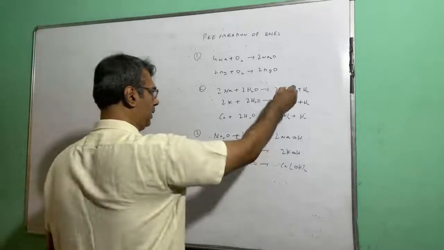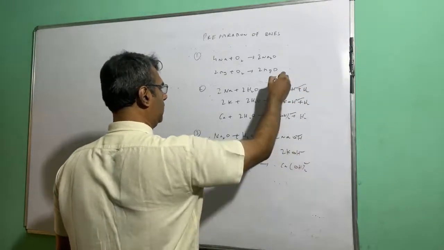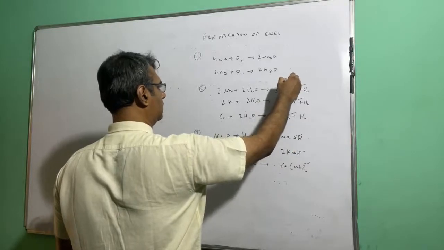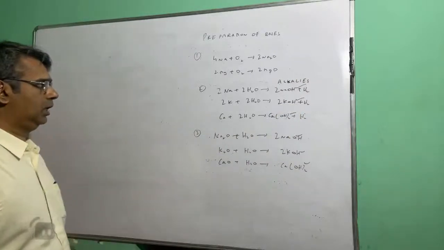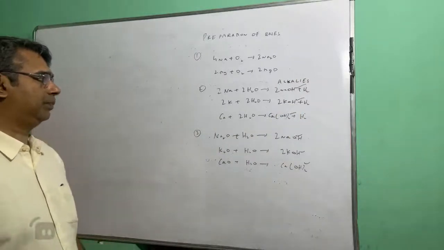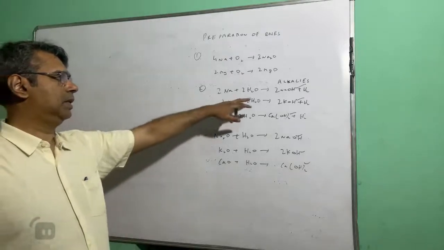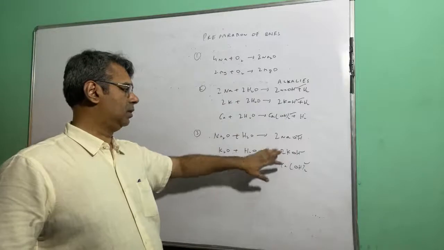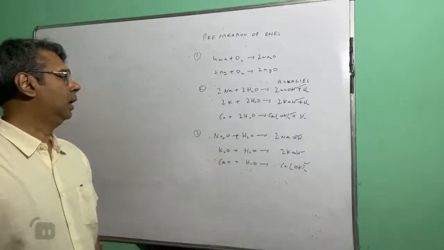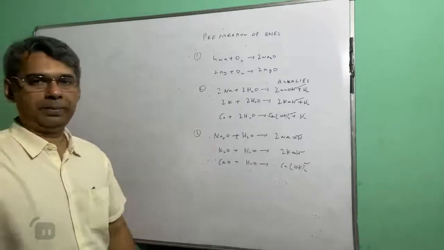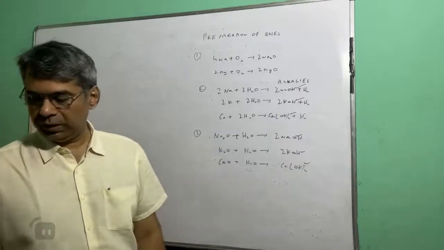Now these bases are also called alkalis. Any base which is soluble in water is called an alkali. So these bases NaOH, KOH, Ca(OH)2 are called alkalis, right? So preparation of bases will stop here for today. There are some more methods of preparation of bases, but we'll stop here for today.